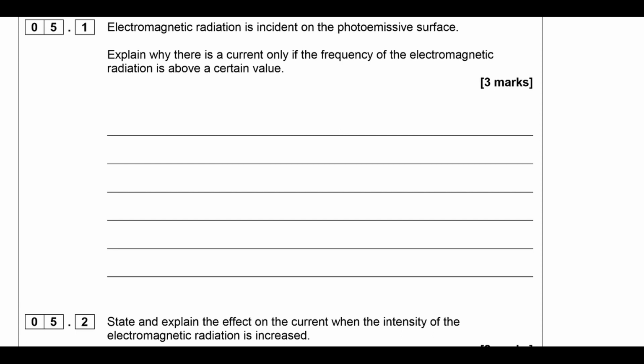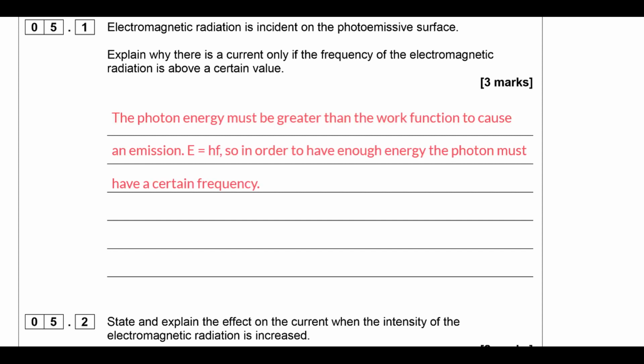So the frequency needs to be above a certain value because the photon energy needs to be greater than the work function in order for electrons to be emitted. Alrighty, so that's what we've got there. Fairly straightforward to answer that question.